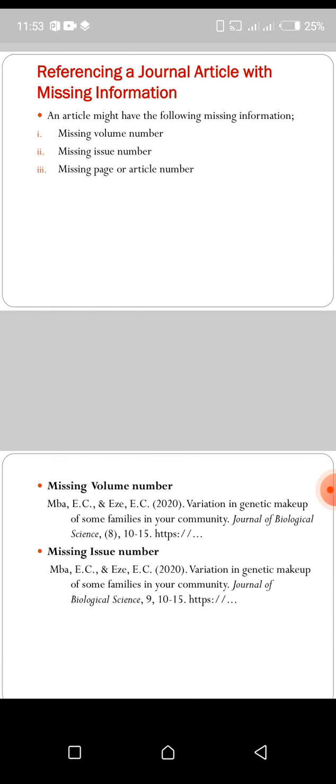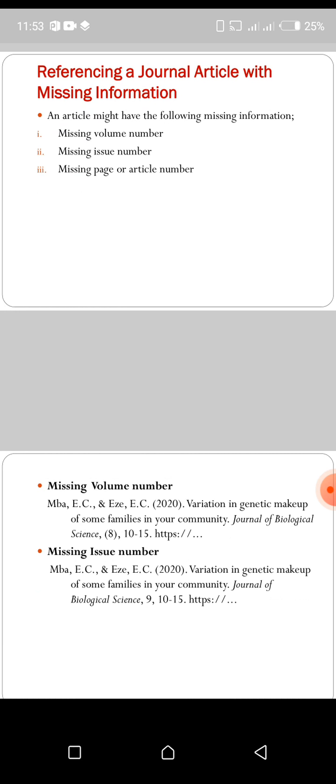Let's look at referencing a journal article with missing information. Some students have the habit of forging some information. They will look at a journal without a volume number and assign a number they feel like assigning. No, that is wrong. They look at a journal article, there is no issue number, and they assign a number they feel like. That is wrong.